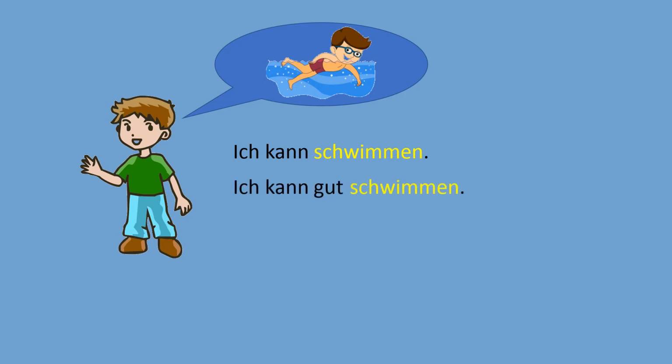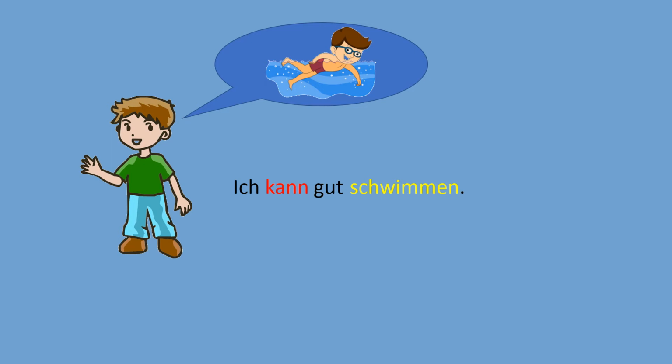For example, we can create the sentence Ich kann gut schwimmen. I can swim very good. Or we can make it longer, saying Ich kann besonders gut schwimmen. I can swim very well, very good. So as you see, schwimmen is always at the end.